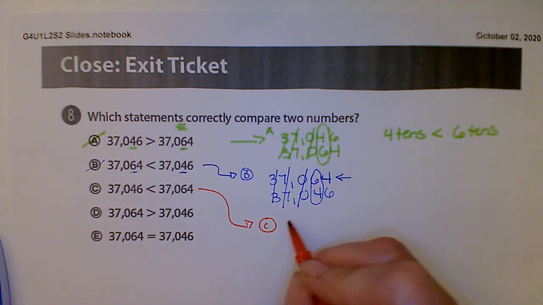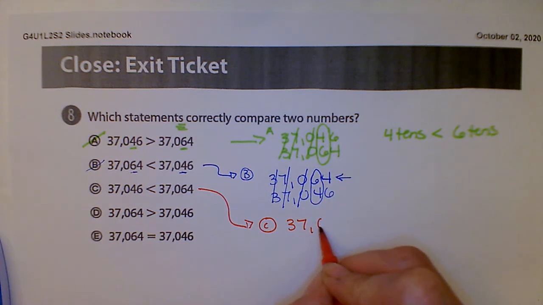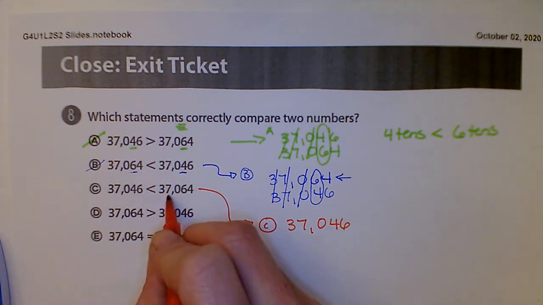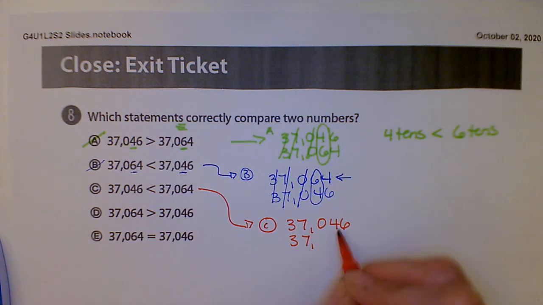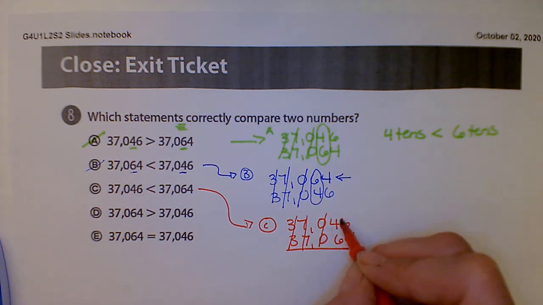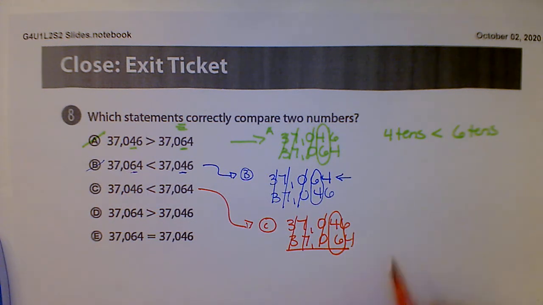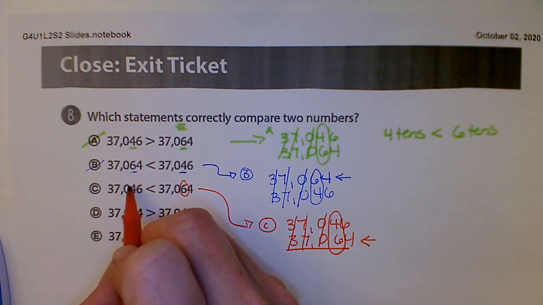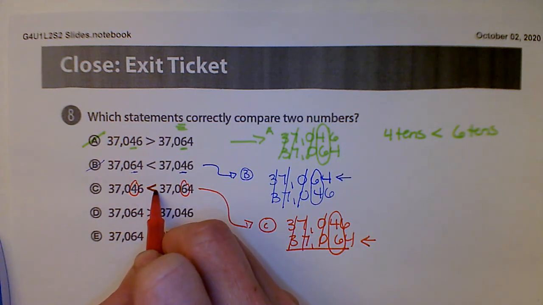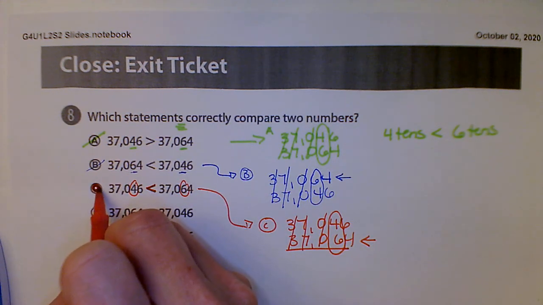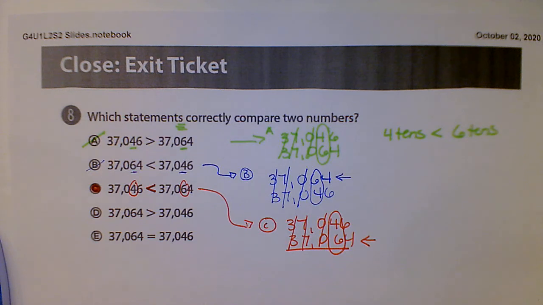So for C, we have 37,046 and 37,064 again. Again, same, same, same, different. And this guy wins because he's bigger. So now let's go see if they said that. Did they say that this one with the 6 is bigger than this one with the 4? And they did. This one is definitely correct.